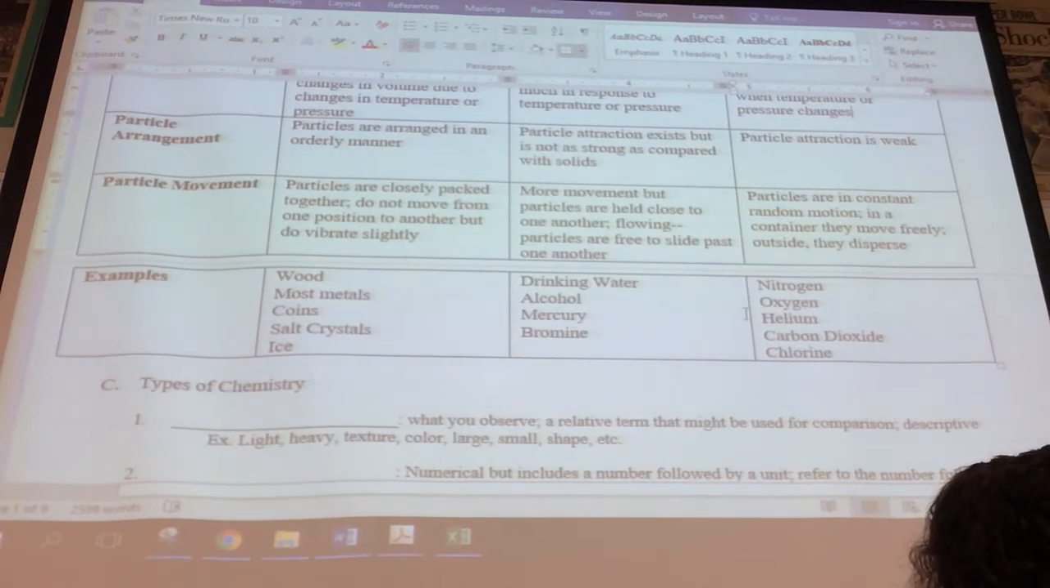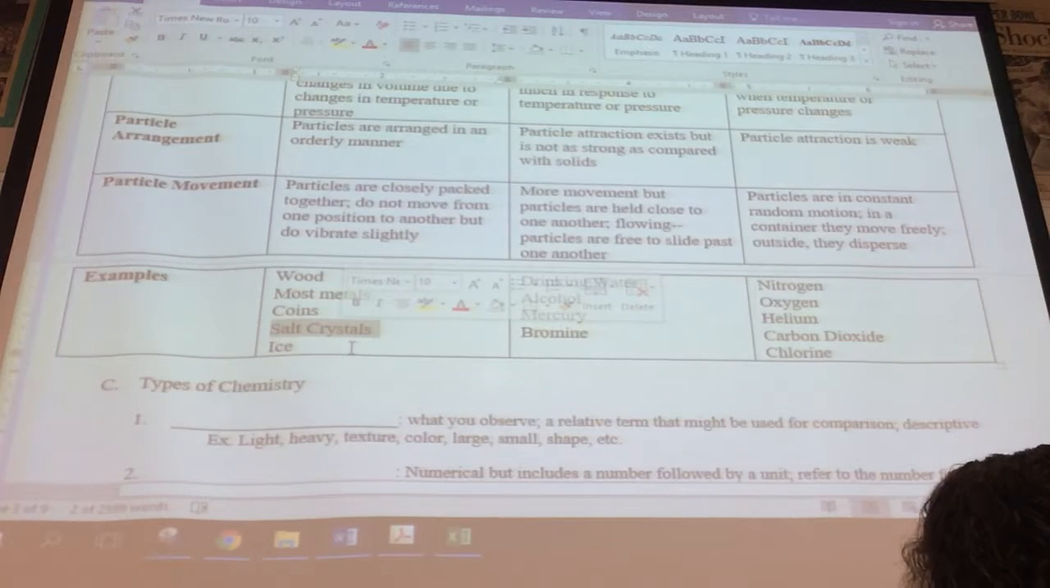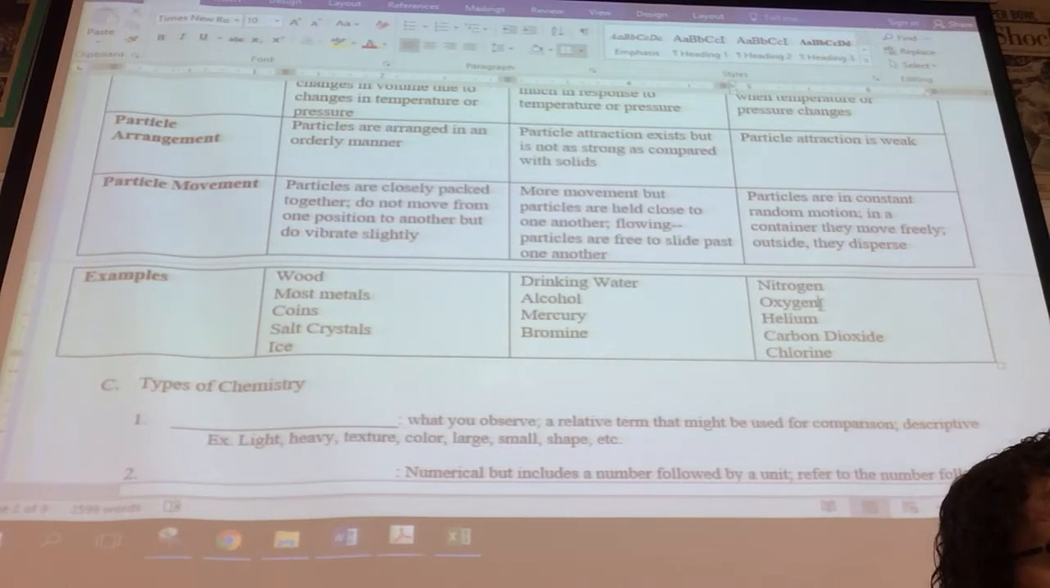And this column here, or this row, shows you some examples of solids. We'll be using coins in the first lab. We'll talk about ionic substances in the second 9 weeks. Some liquids, mercury and bromine, 2 elements on the periodic table that are liquids. And then finally some examples of gases. Nitrogen gas, the chief component in air. Oxygen gas, what you need to inhale. Helium, what you suck out of balloons at parties to talk really high. Carbon dioxide, what you exhale. And chlorine gas. So examples of solids, liquids, and gases.